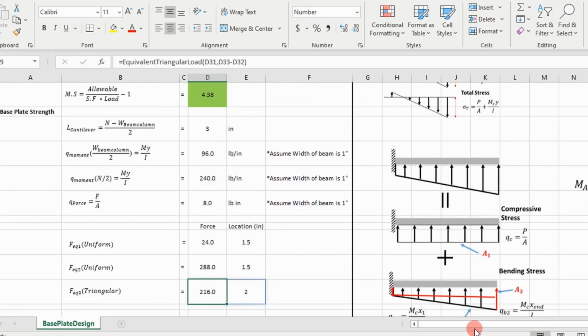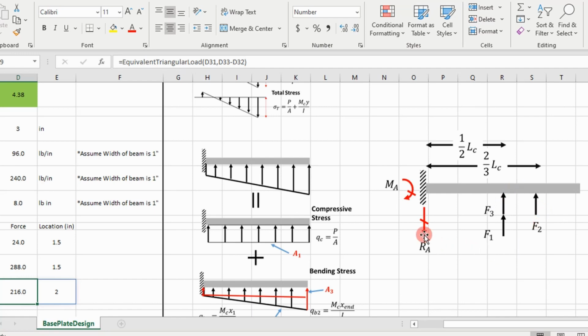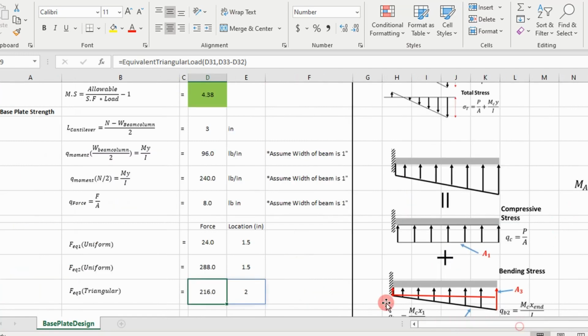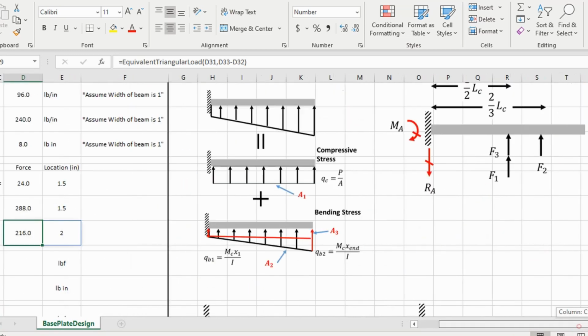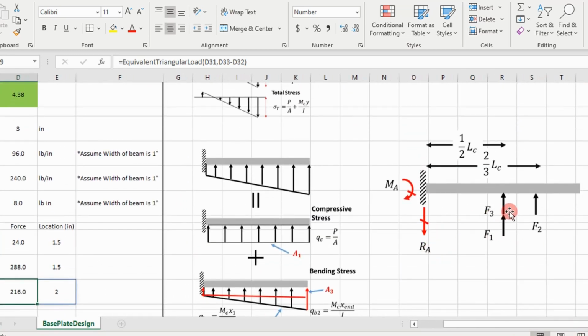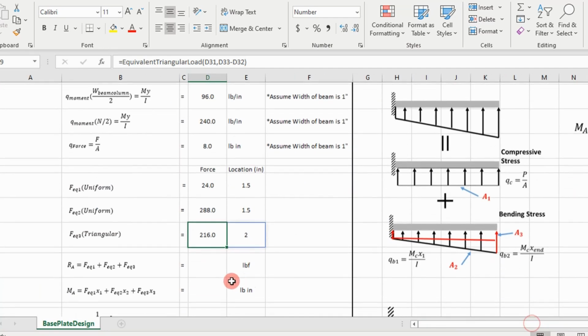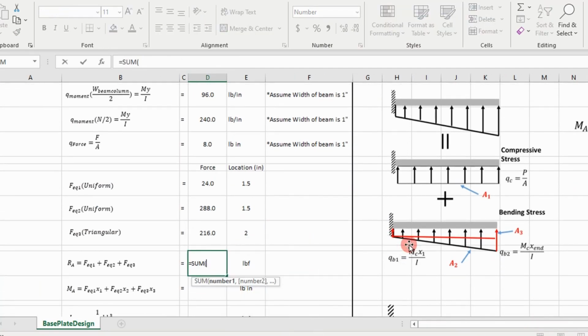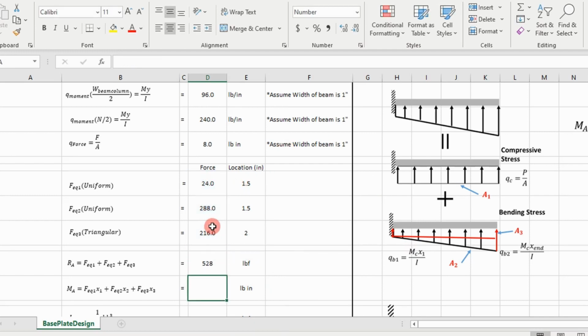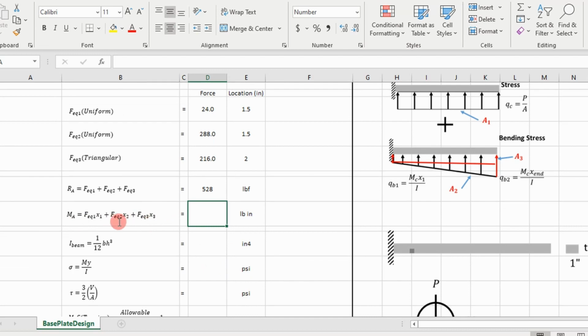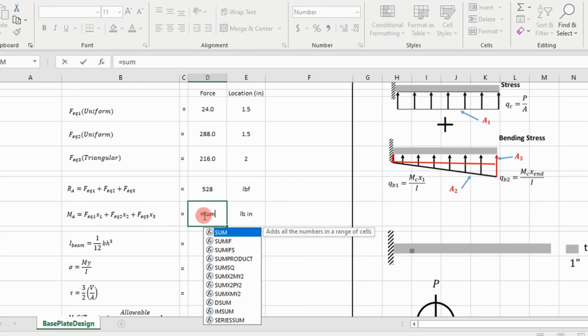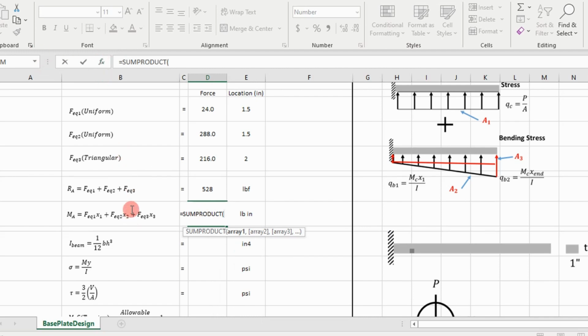So now that we have all our equivalent forces and their locations as shown here, we just apply the equations of equilibrium, or the equilibrium equations, to determine our reactions. So if we look at this free body diagram, the reaction at A is simply going to be the sum of these forces. So I sum these, and then our moment, it's this equation right here. It's just going to take the forces and multiply them by their distance from the base and then add them together. So Excel has a function called SUMPRODUCT, which does this calculation for us.